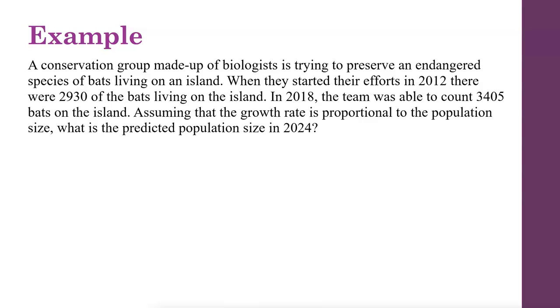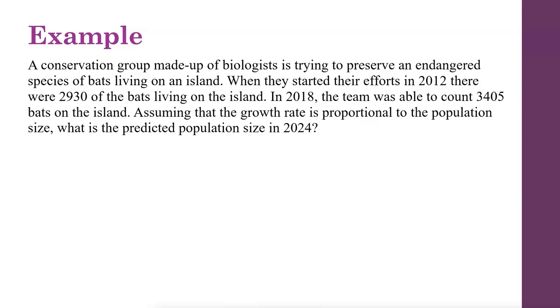Here we have a conservation group made up of biologists, and they're trying to preserve an endangered species of bats living on an island. They start their efforts in 2012, and at that point they count 2,930 bats living on the island. And in 2018, after they've done some interventions, they find that there are now 3,405 bats living on the island. Assuming the growth rate's proportional to the population size, we want to predict how many bats will live on the island in 2024.